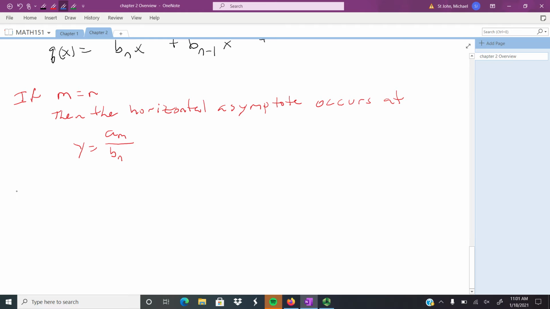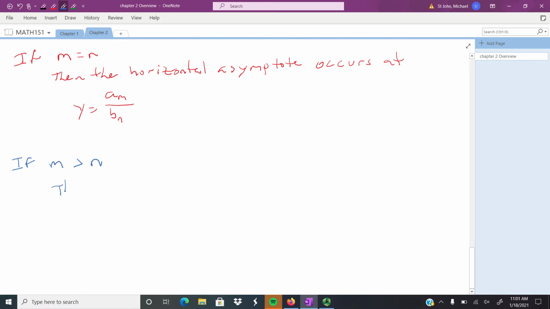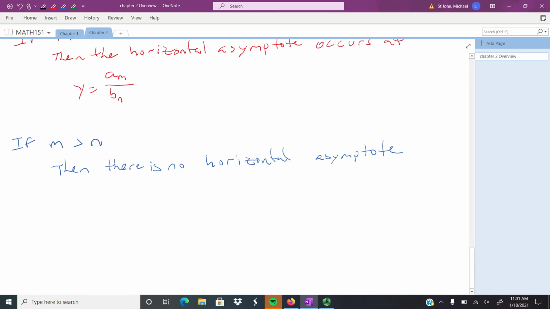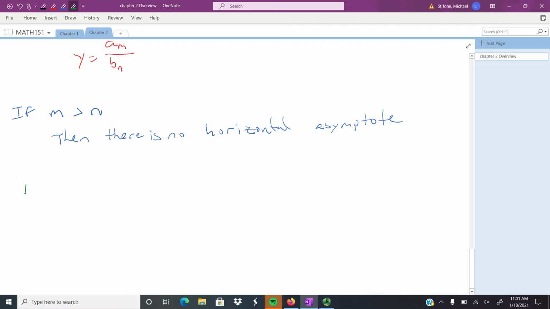Next case, if m is greater than n, then there is no horizontal asymptote. And then the last case would be if m is less than n, then the horizontal asymptote is at y equals 0.